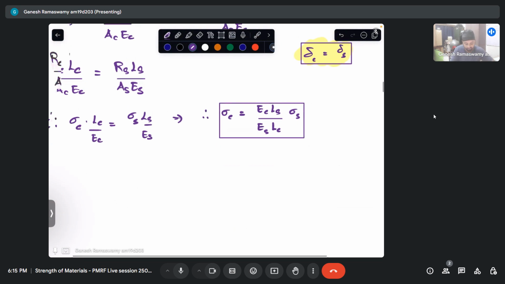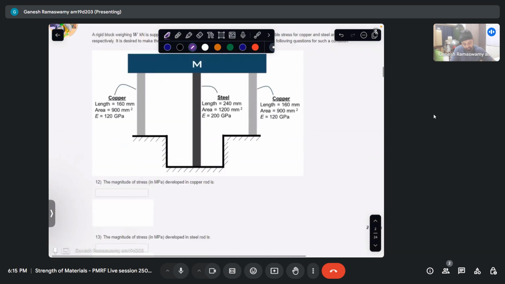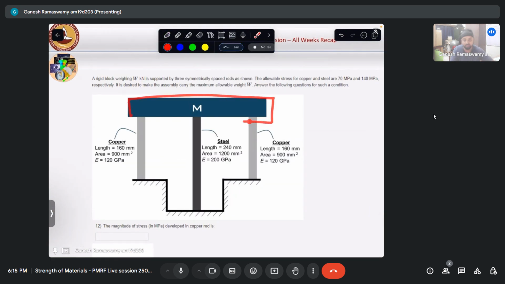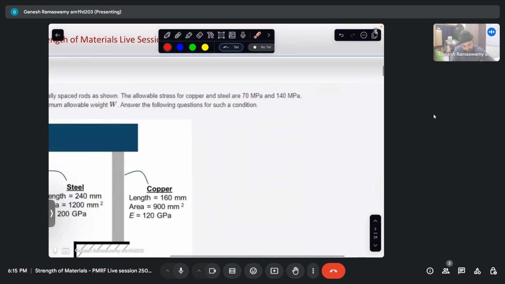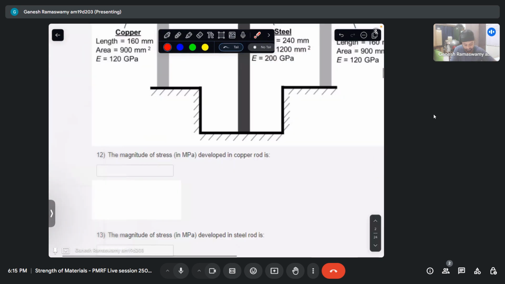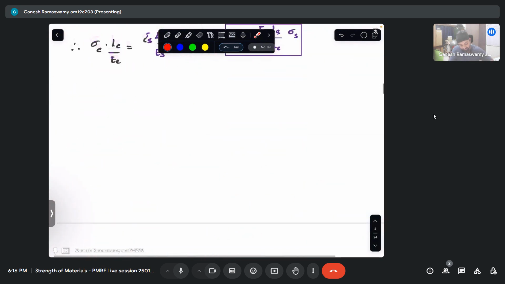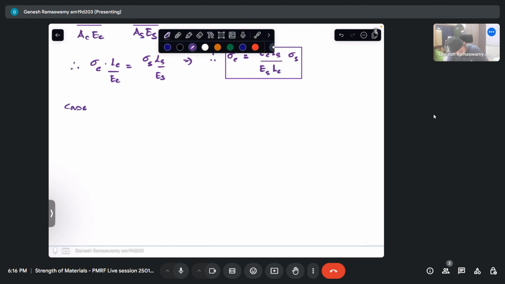Now our idea is to maximize the weight of this block, which is the constraint statement in this question. So in order to maximize the weight of this block, at least one or both of the rods have to reach its peak allowable stress. The maximum allowable stress in copper is given to be 70 MPa, and that in steel is 140 MPa. So case 1, I assume, let copper reach its allowable stress.